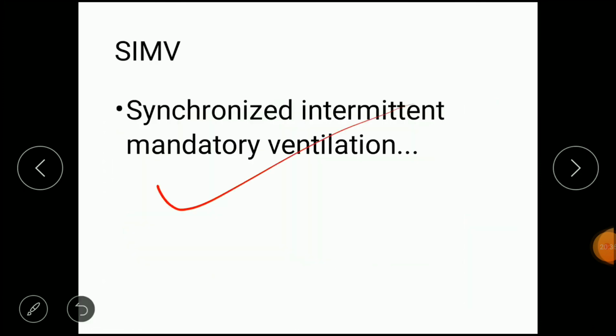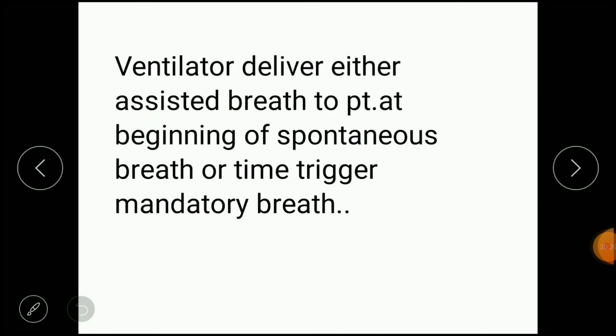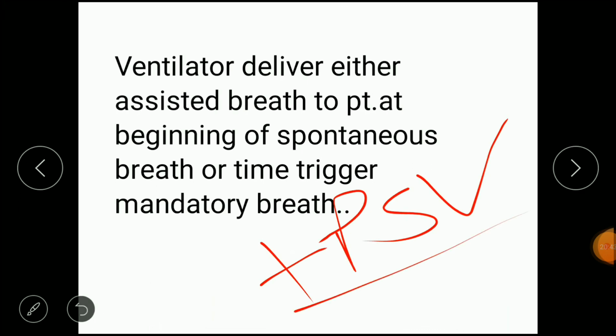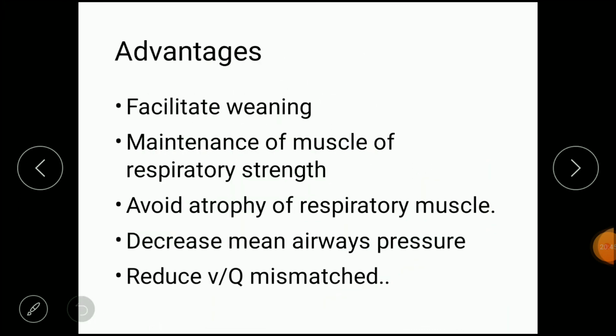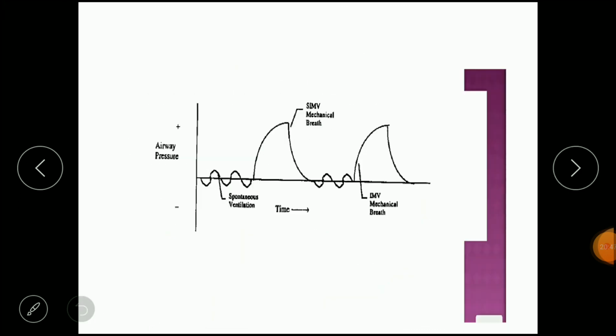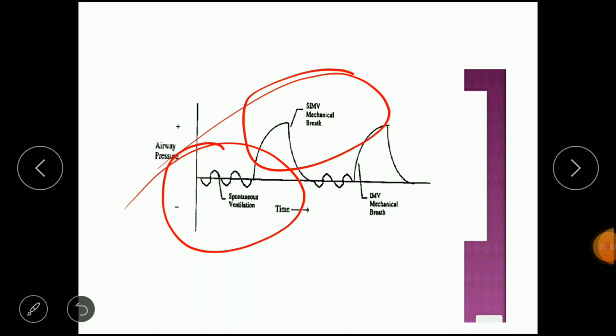SIMV mode, that is synchronized intermittent mandatory ventilation, is generally used with PSV, pressure support ventilation. It is known as a combination of modes and it is very useful in weaning of patients. Here the spontaneous ventilation is done by the patient and the mandatory ventilation is done by the SIMV mode.